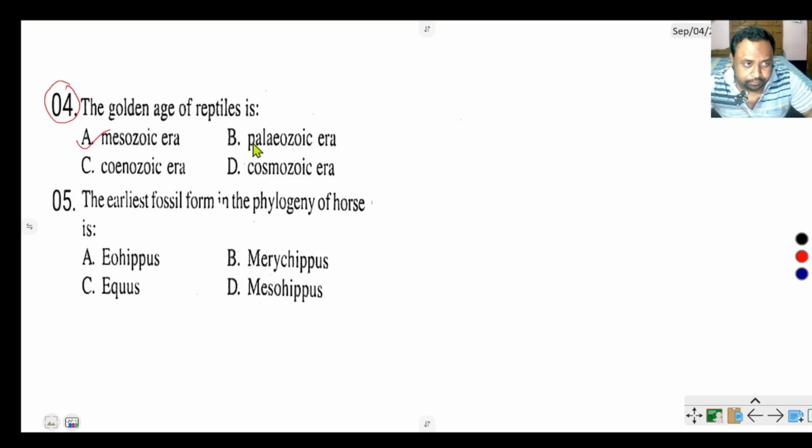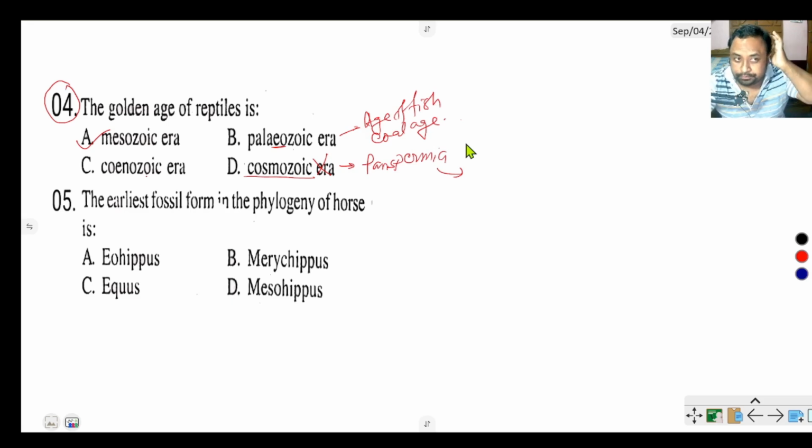Paleozoic era, here like the age of Devonian, age of fish, coal age, etc. And Cenozoic era is the modern era. Modern mammals and human beings are present in this era. And Cosmozoic is not an era. It is a concept of panspermia. Panspermia represents that the earth's living organisms originated from different sources like other planets or meteorites.